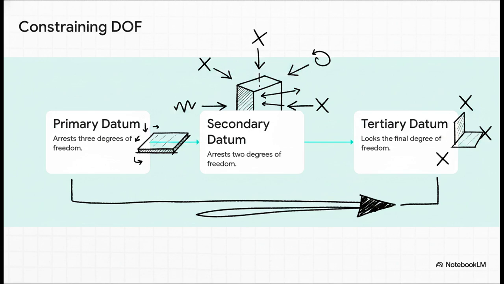First, you mate the part to the primary datum simulator, which usually knocks out 3 degrees of freedom right off the bat. Then you slide it against the secondary datum simulator, arresting 2 more. Finally, you push it against the tertiary datum simulator, locking that very last degree of freedom. This 1-2-3 sequence physically immobilizes the part exactly as it would sit in its real-life assembly.